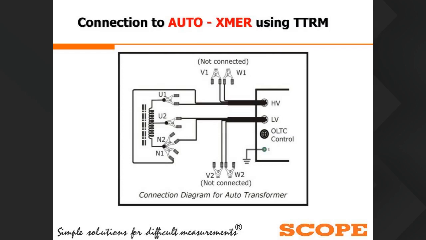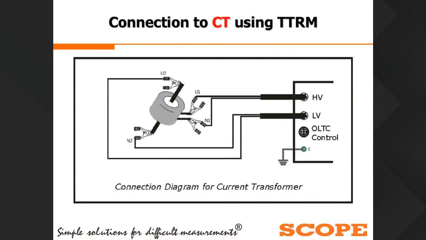the HV point, that is from R2 neutral, here you can see U1 to neutral, and the LV cable we need to connect to U2 to neutral, that is U2 and N2, and the other remaining cables are not connected. Also, as I said, this instrument is very useful for testing the turns ratio of the current transformer as well.